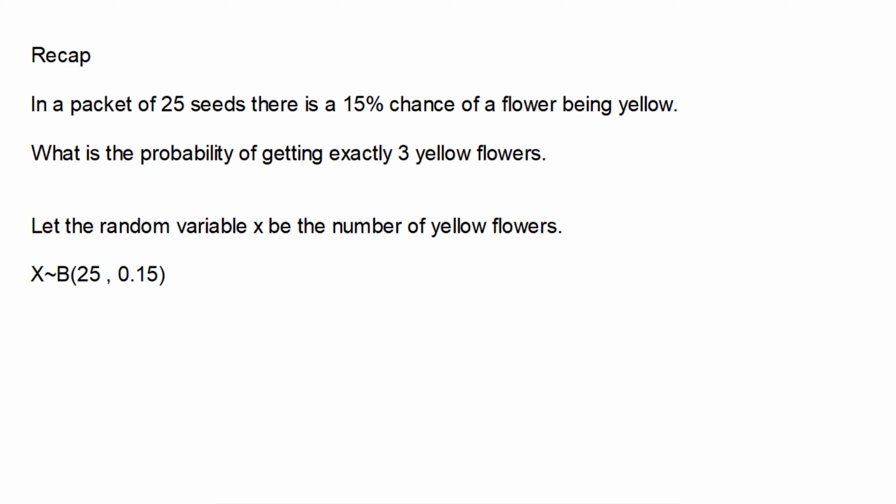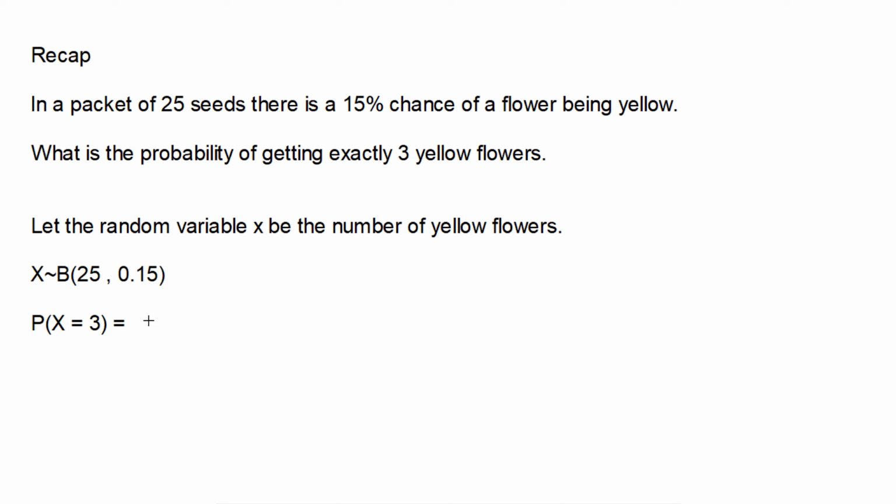Now, remember when we work this out, we want to lay it out like so. The probability that X, capital X, which is our random variable, the number of flowers, equals whatever value we're trying to find, is equal to nCr, so n choose r, multiplied by the probability of success to the power of the number of things you want to happen, so in our case that's 3, times 1 minus the probability, so the probability of failure, to the power of the number of things that you did not want to happen. So that's n minus r, which in our case is 22.